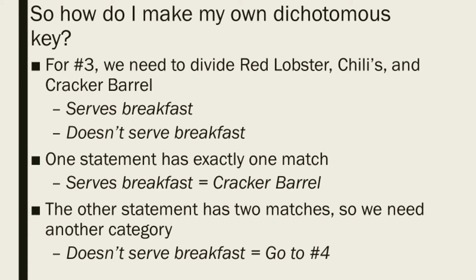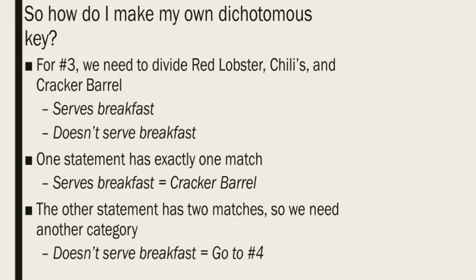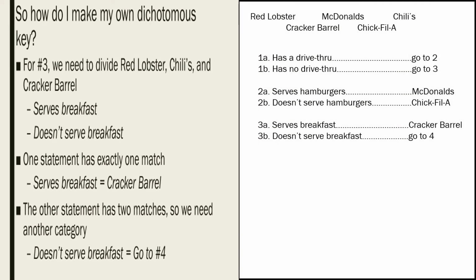Now we still have Red Lobster, Chili's, and Cracker Barrel to break down. For number 3, because it says go to 3, I thought the easiest way was serves breakfast and doesn't serve breakfast. One statement has exactly one match, serves breakfast, which is Cracker Barrel, and the other statement has two matches, so we will need another category. We can see that here on our dichotomous key. Serves breakfast, I've written out Cracker Barrel, and doesn't serve breakfast says go to 4.